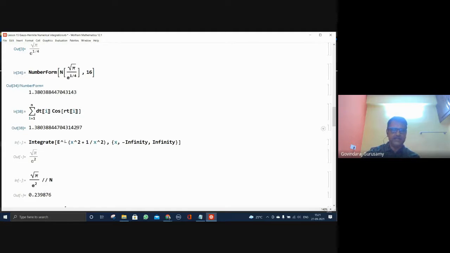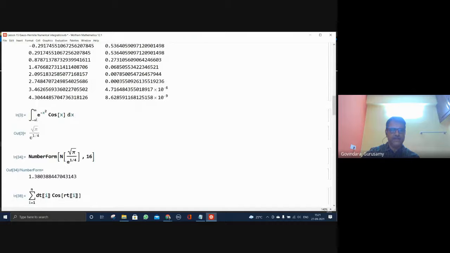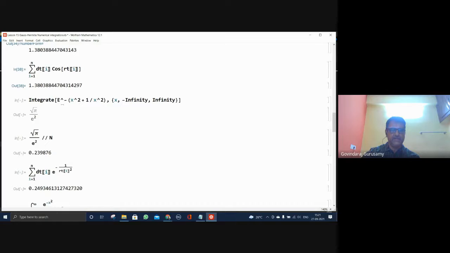Now you can see this. There is another integral, e power minus x square plus 1 by x square, and the limits are from minus infinity to plus infinity. And also see the infinity limits here. So Hermite function can accommodate the limits of minus infinity to plus infinity with the weight function e power minus x square. Now I'm going to see this e power minus x square plus 1 by x square integral. This is square root of pi divided by e square. That's the number, and this number you can get.